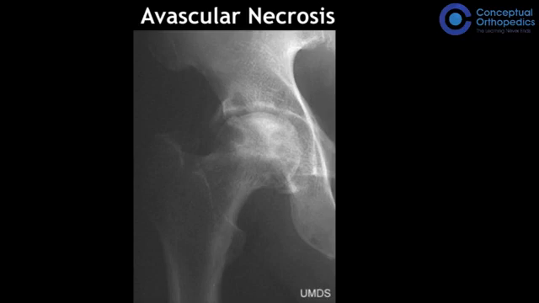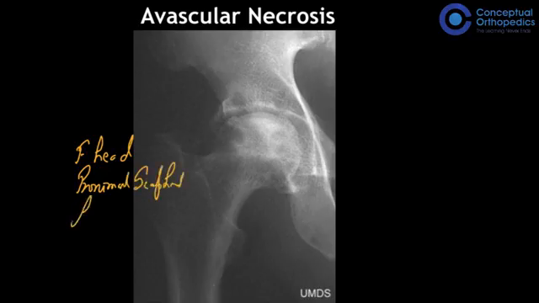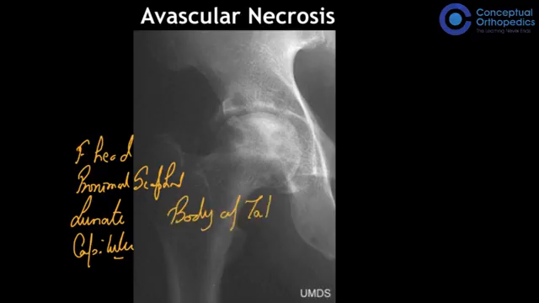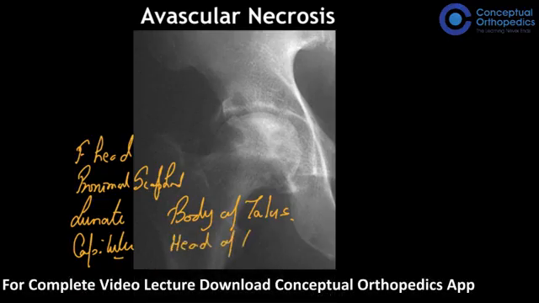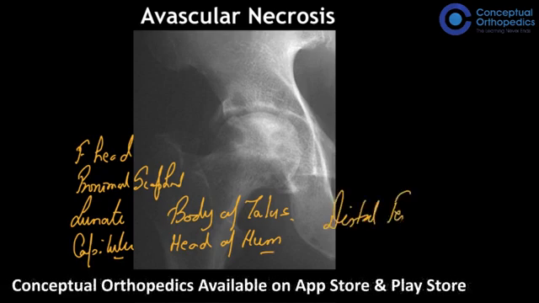Coming to avascular necrosis, you need to remember AVN of important areas like the femoral head, the proximal pole of the scaphoid, the lunate, the capitulum, the body of talus, or the head of humerus. Rarely, distal femoral condyles. So these are the 7 areas where you see it.